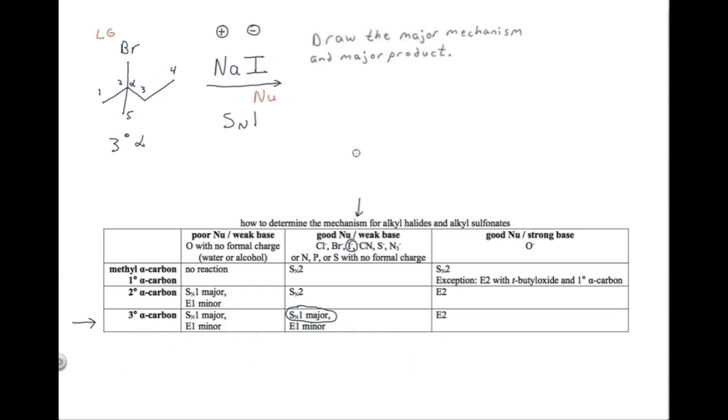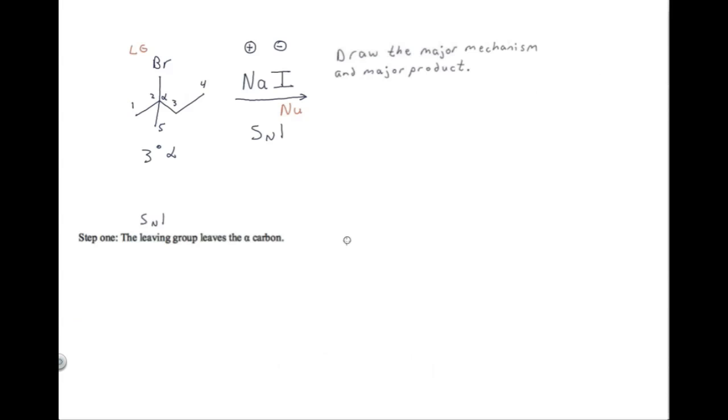Now we need to draw our electron pushing arrows for our first step. And in order to do that, we need to remember what happens in the first step of an SN1. Well, you should have memorized that in the first step of an SN1, the leaving group leaves the alpha carbon. It should be easy to draw the electron pushing arrow like that. Here's the electron pushing arrow that shows that the leaving group is receiving electrons as it leaves.